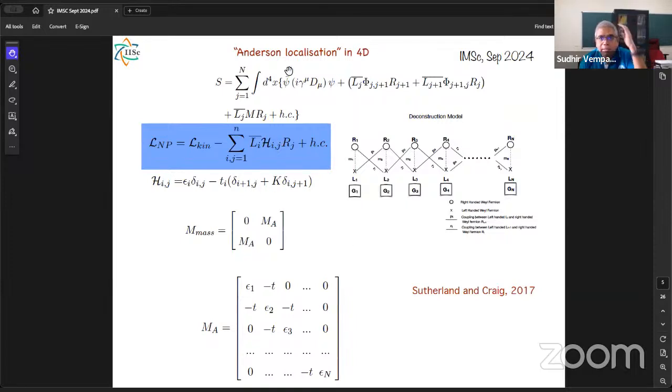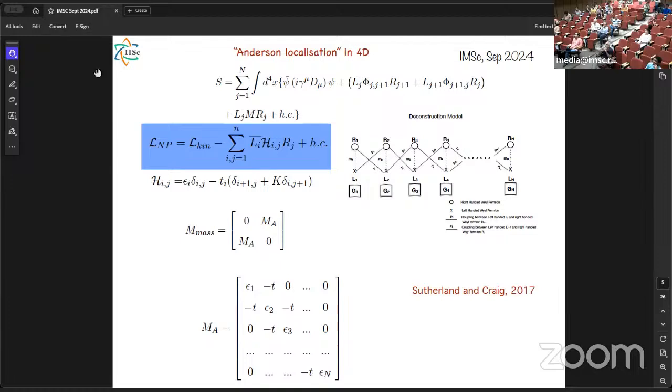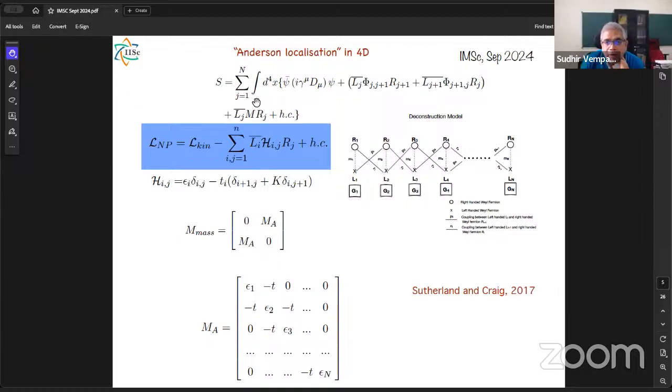So here is the Craig-Sutherland model, in which you have a bunch of fermions in 4 dimensions, which are coupled with each other with the next neighbor. These are mass terms, essentially. I'll explain in a second. And vice versa, so both the left and right terms. So you have mass terms which are like nearest neighbor mass terms.